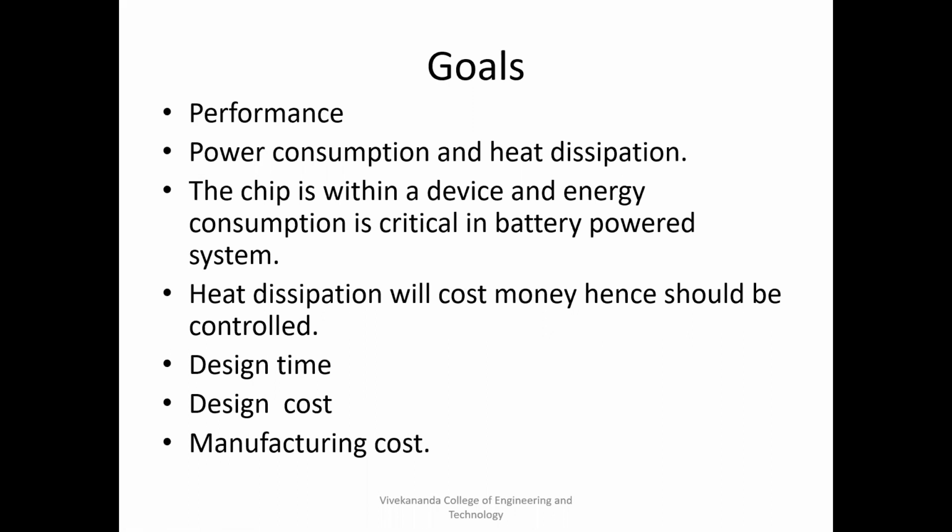Coming to the goals, when we have to design the IC, there are certain performance characteristics or design metrics which have to be considered, like the performance of the IC, whether it is able to give an output for what it is designed for, the power consumed and the heat it dissipates, and if it is battery operated, what is the power consumed, then heat dissipation, and how we are going to provide a heat sink, so even that will cost us, and the design time, the design cost and manufacturing cost.